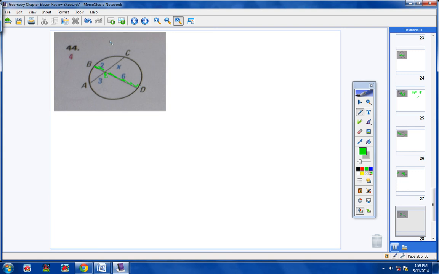So let's go ahead and do that and solve for x. In other words, I can take 2 times 6, excuse me. So this segment here times this segment here, 2 times 6, and that will equal this segment here times this segment here. So 3 times x is 3x. So next I would have 12 equals 3x, divide both sides by 3, and 4 equals x.